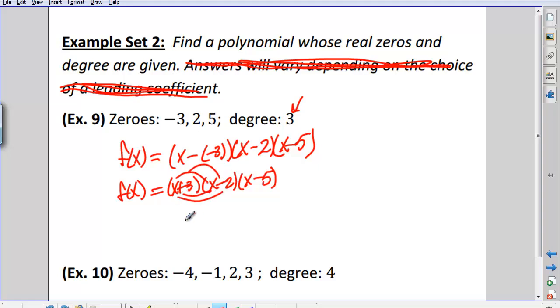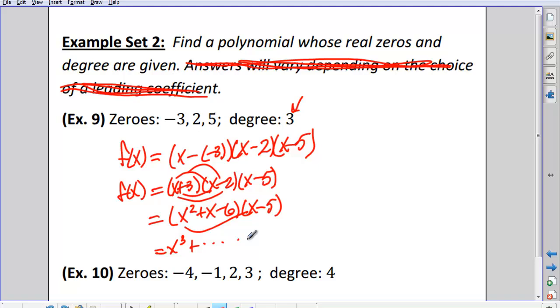Again, you'd FOIL here, and once you combine like terms, you get x squared plus x minus 6. And then when you multiply those together, your highest term of x would be an x cubed. Okay, so that is third degree.